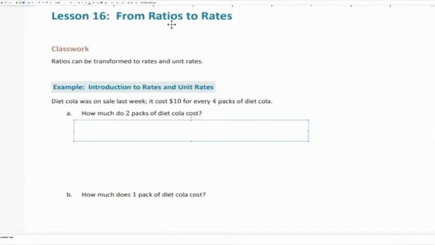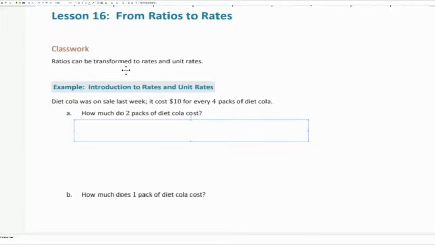All right, hello students. Today we're moving on with lesson 16, from ratios to rates. So now we're going to start talking. We've been talking about ratios pretty much for the first 15 lessons. Now we're going to start making the transition from ratios to a rate. Very similar. The only thing different with a rate is that now we're going to include units such as feet, seconds, miles, hours, dollars, things like that, depending on what we're talking about, of course.